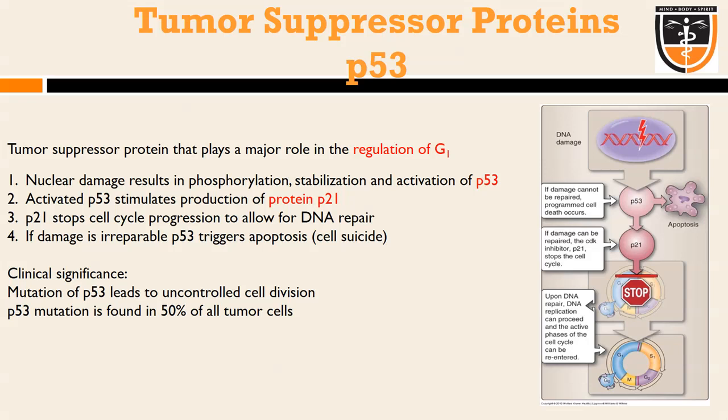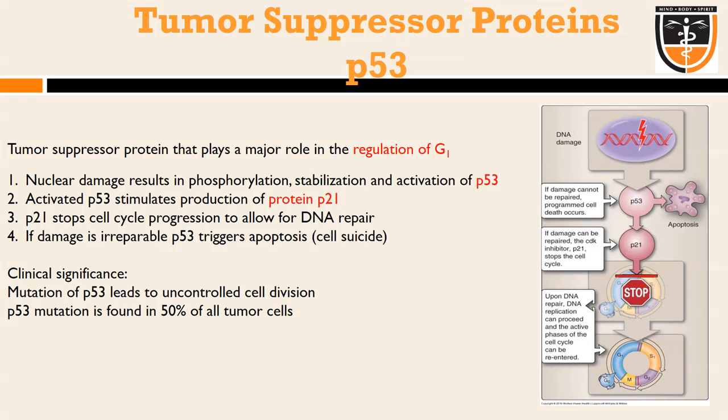So let's talk about my hero. If somebody likes Superman, Spider-Man, or everything else, this is my hero. This is a protein, tumor suppressor protein P53, kind of awesome. This is the tumor suppressor protein that plays a role in regulation of G1. As retinoblastoma plays a regulation in G1, he also plays a regulation in G1, but he has superpowers.